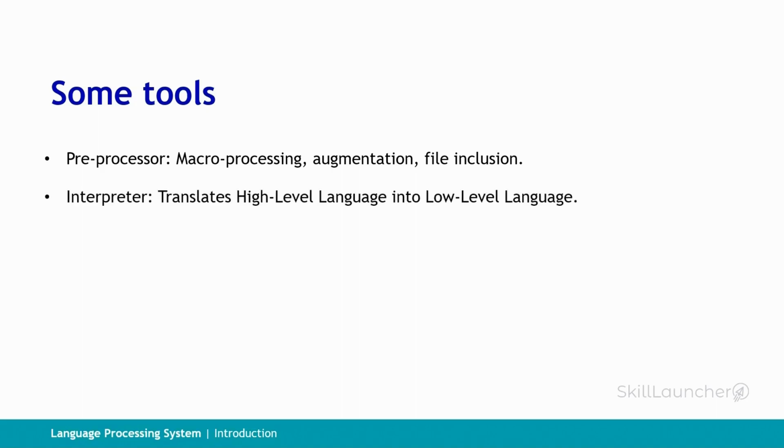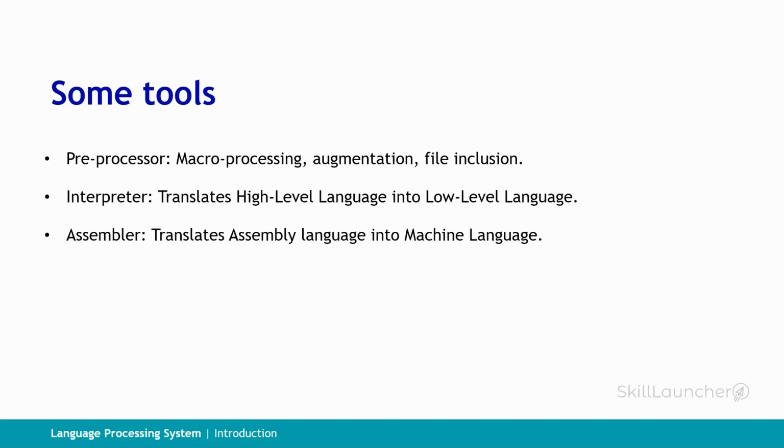Then comes the interpreter. Interpreter is sometimes confused with the compiler. Both of them translate high-level language into low-level language. The major difference between interpreter and compiler is that the interpreter interprets statement by statement, and wherever an error occurs, it throws the error and the execution stops. Whereas the compiler compiles the entire program at once and throws all the errors at the end.